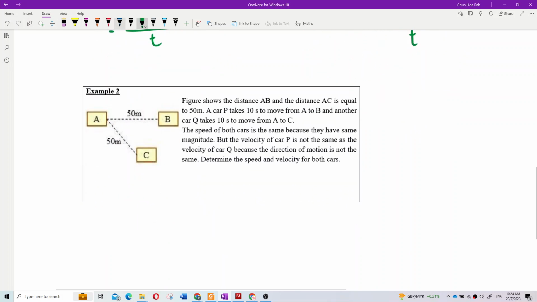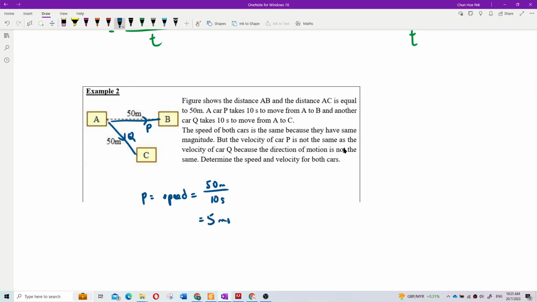So you see this car P goes from here to here, and Q is here to here. Okay, P is to find the speed. Speed is distance, 50 meter, divided by time taken, 10 seconds, so it's 5 meter per second. Okay, and then for Q, the speed is also the same, 50 meter divided by 10, so it's 5 meter per second also.